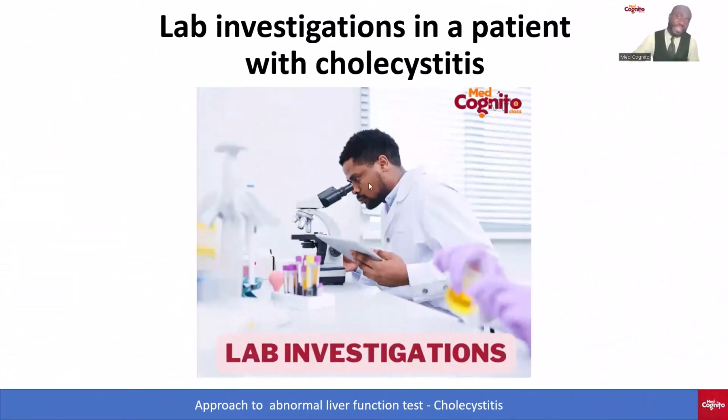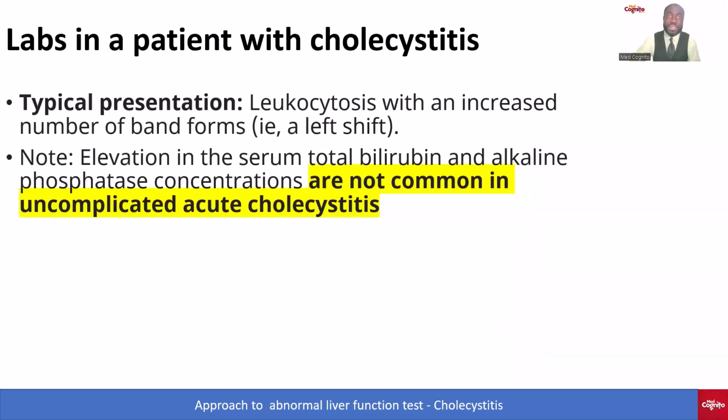So we get into lab investigation in a patient with cholecystitis. Labs in a patient with cholecystitis, we have said this before, and I'll say it again. Most of the time, we are looking for a patient whose leukocytosis is elevated with increased number of band forms. That is the left shift, okay?